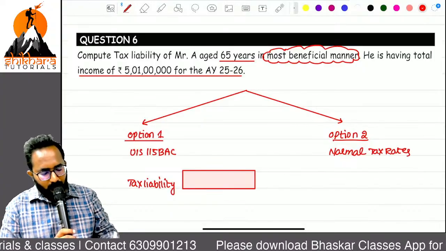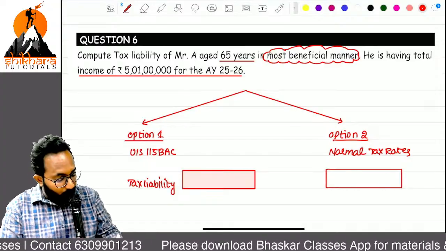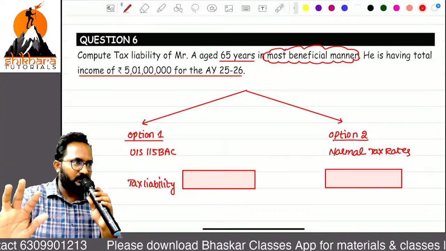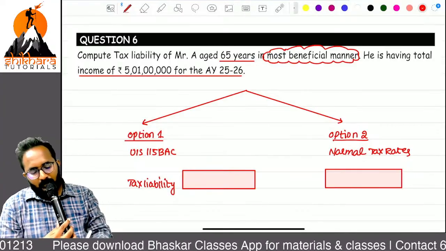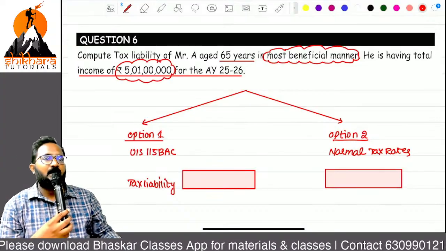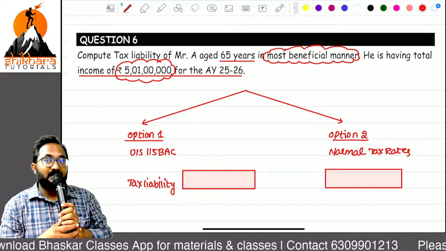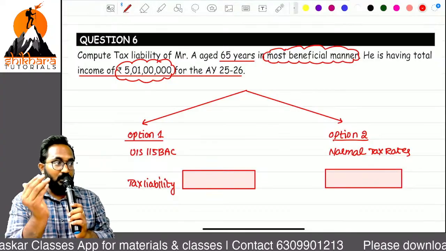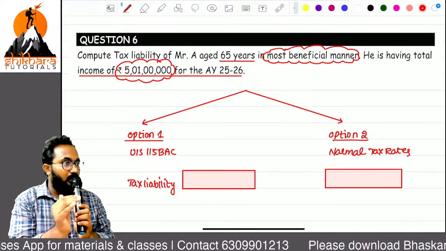Here also you can compute the tax liability and substitute whichever is lower. Lower is only beneficial to the assessee. So here, by looking at the total income itself, we can know about marginal relief, because what is the basic limit for surcharge? 50 lakh, 1 crore, 2 crore, 5 crore.